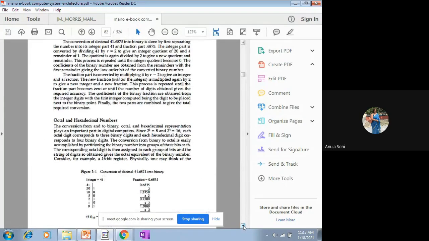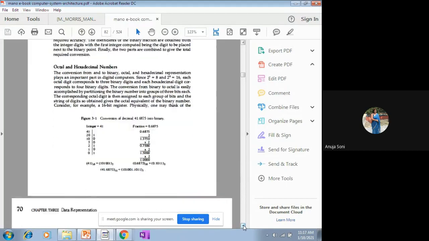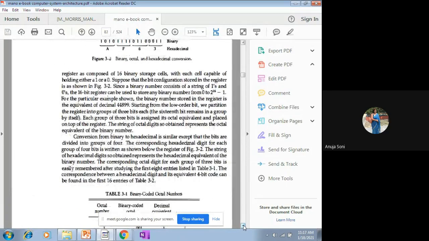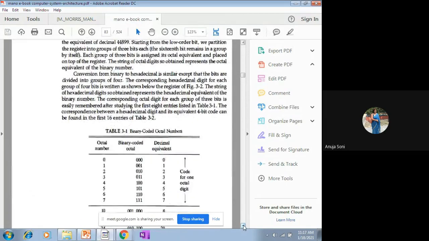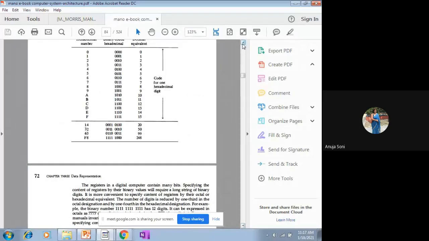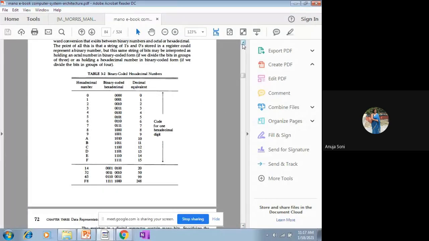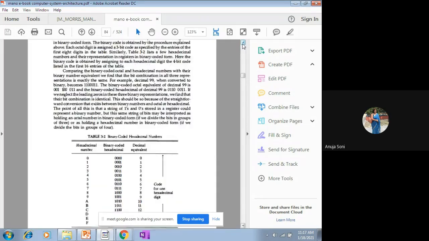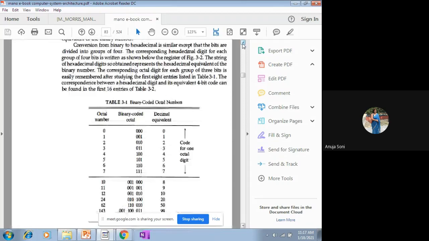For converting these kinds of numbers, we had made use of two tables essentially: the binary coded octal table as well as the binary coded hexadecimal table. From the given tables, you directly have to substitute the values of the corresponding combinations in order to convert directly from binary to octal and binary to hexa and vice versa. So these were the two tables with the help of which we have solved such kinds of questions.